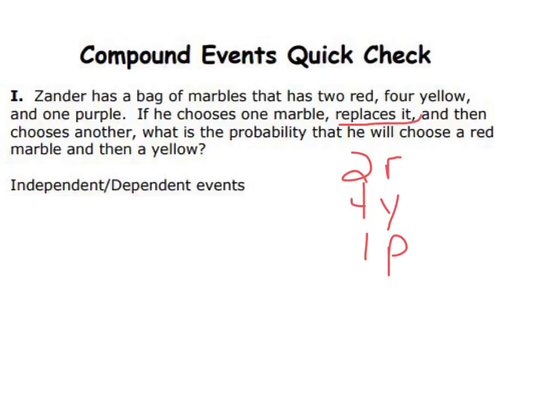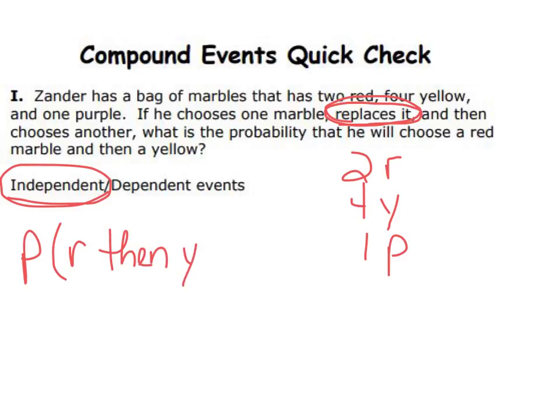So, because it says replaces it, that is what type of event? Independent. Okay, so we're looking for the probability of red then yellow. Okay, so with the red one, I have what? 2 out of how many total marbles do we have? 7. So on the red we have 2 out of 7. Because it's independent, then I know I'm going to multiply it with, what's the yellow probability?